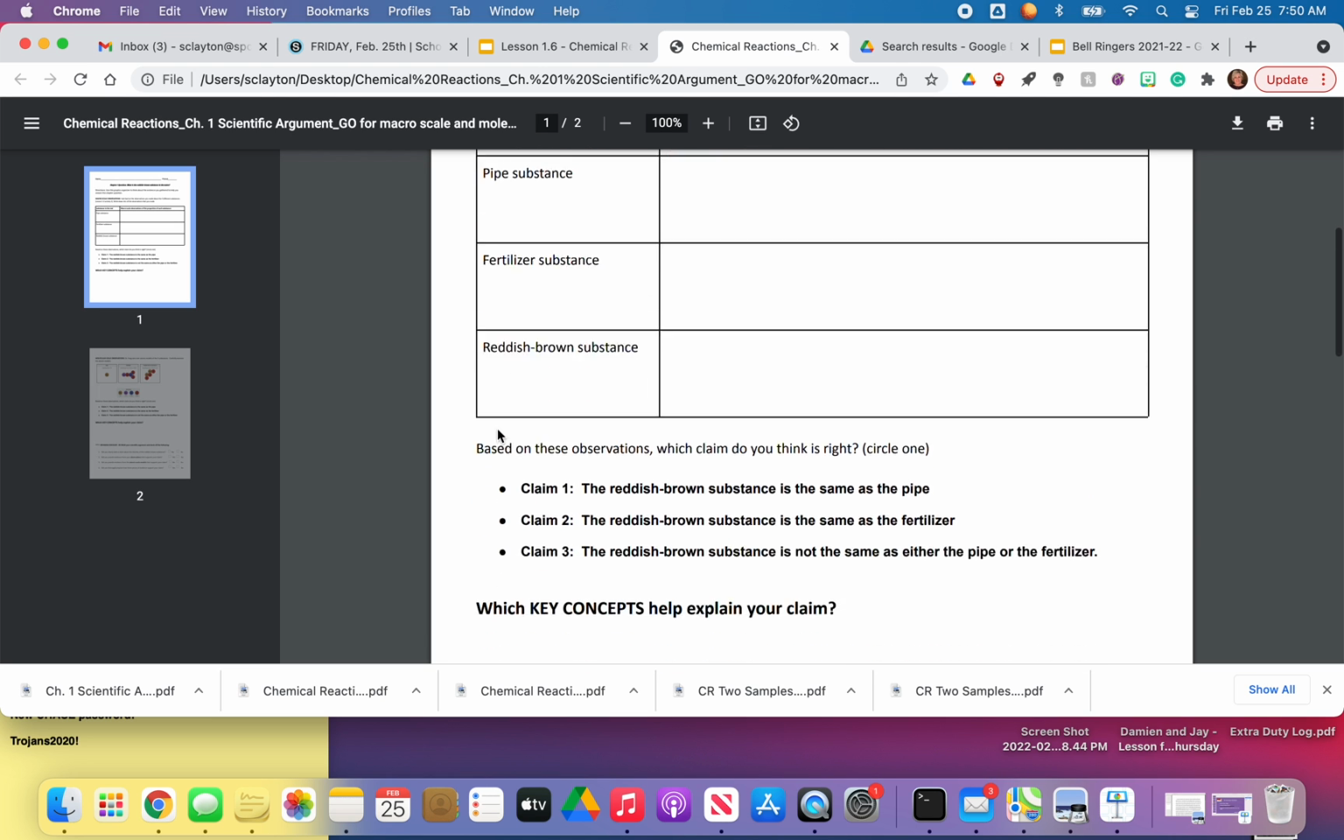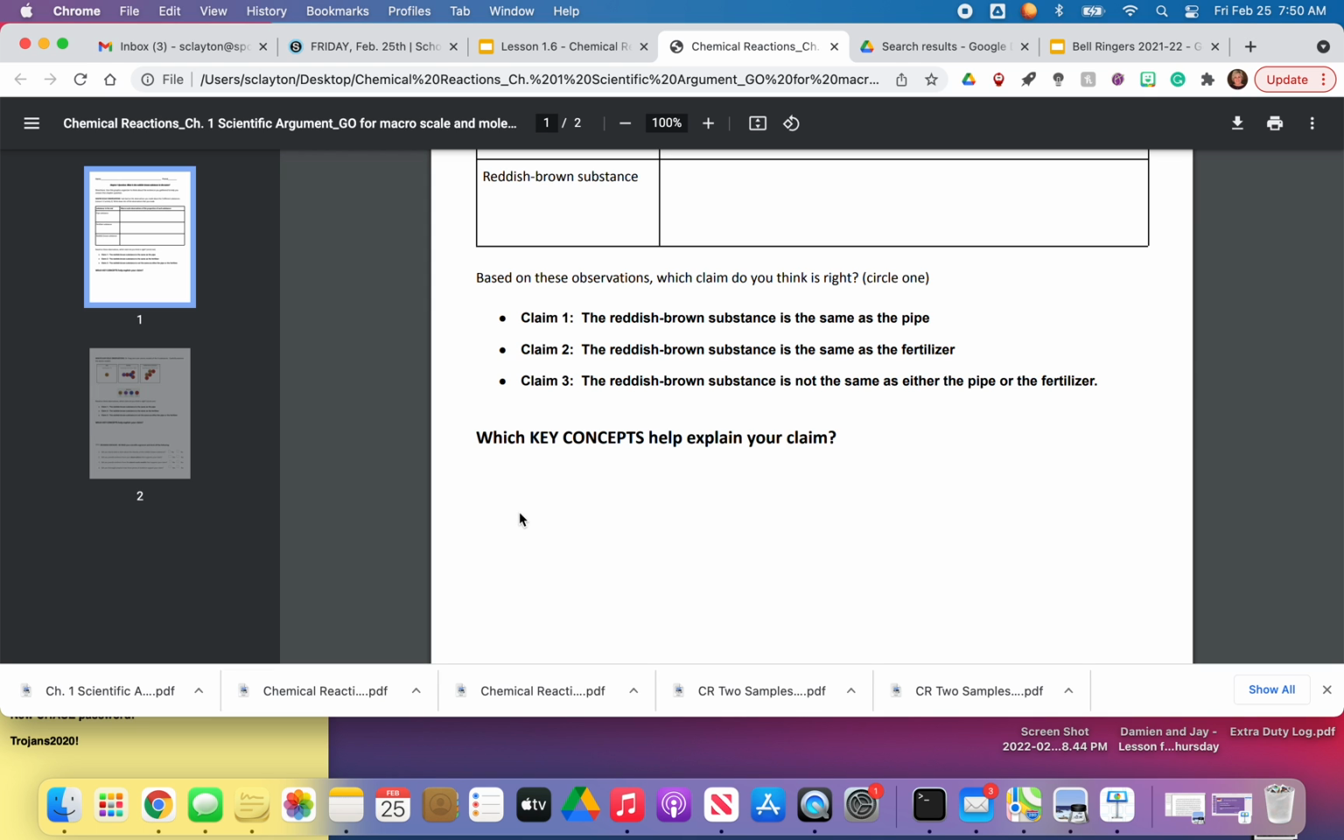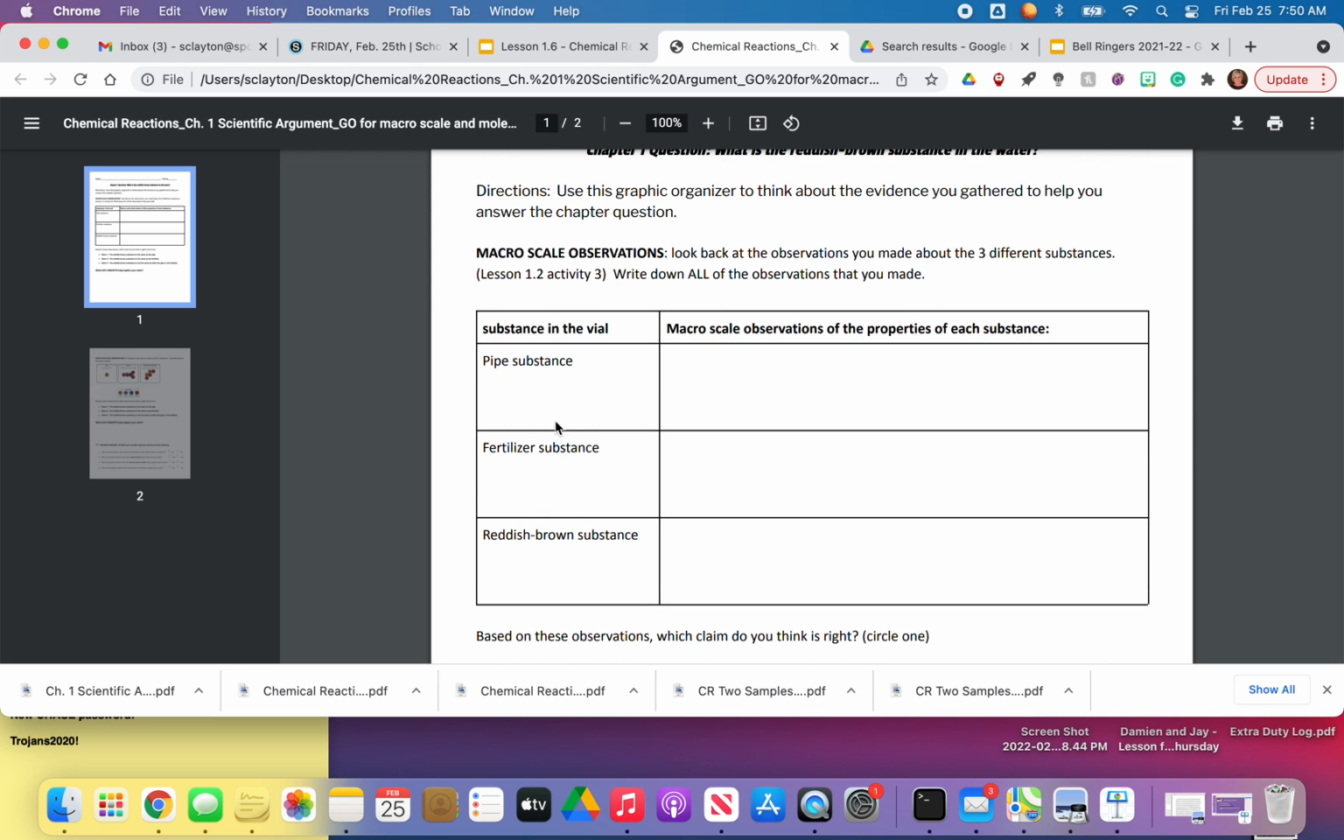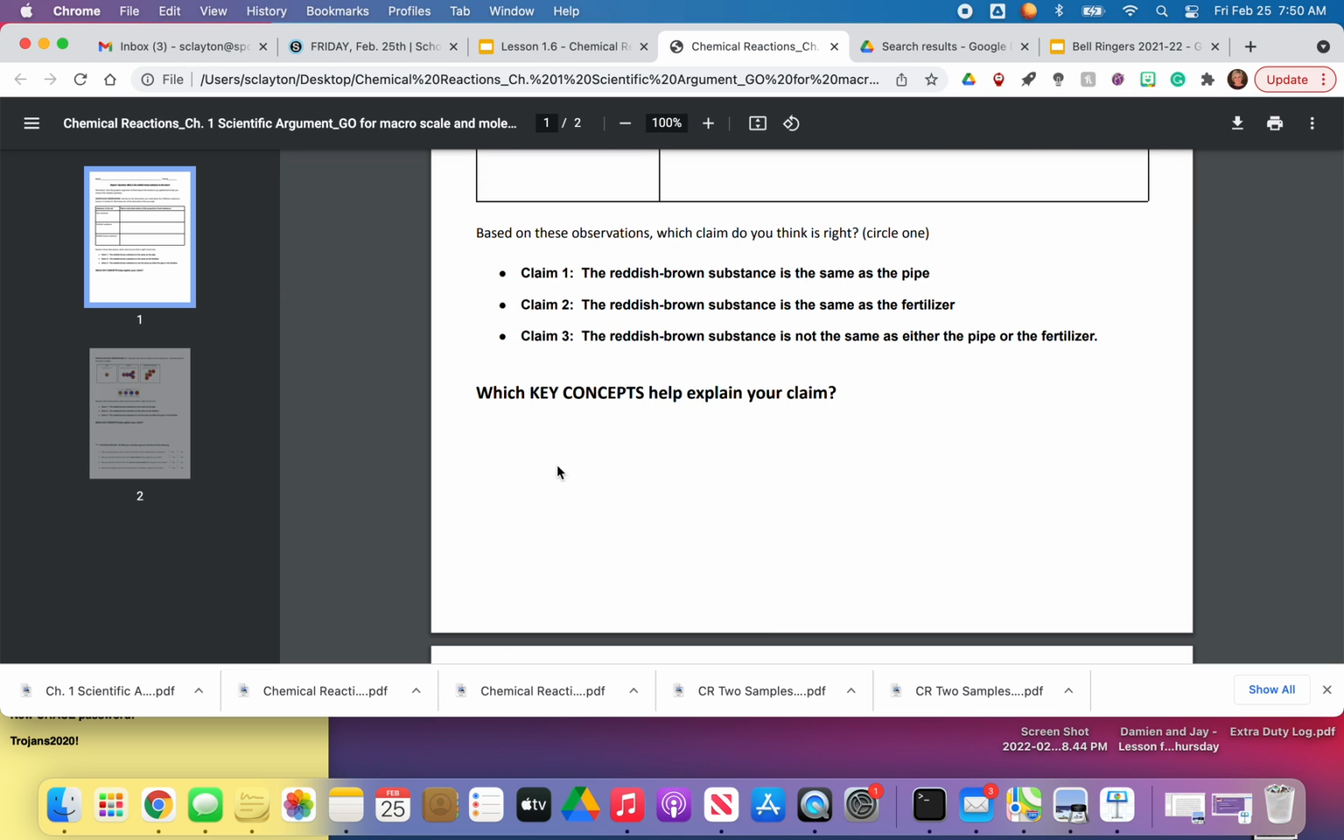So go back and take a look at the key concepts that we wrote down. Which ones specifically deal with macro scale observations, or which ones could you use specifically? We're talking about properties of matter. What could you use for that? So you would fill this out.